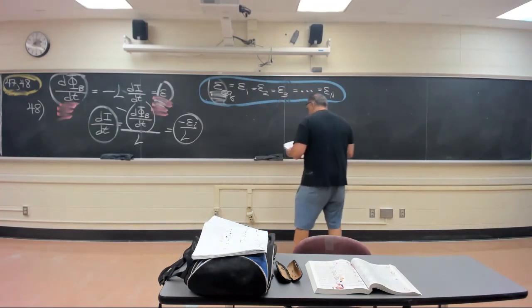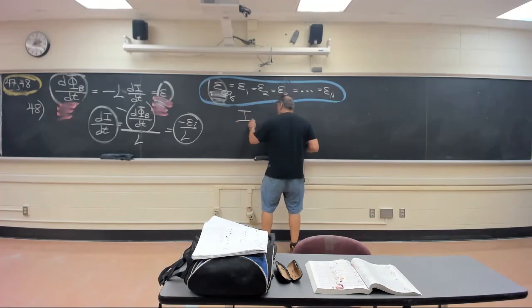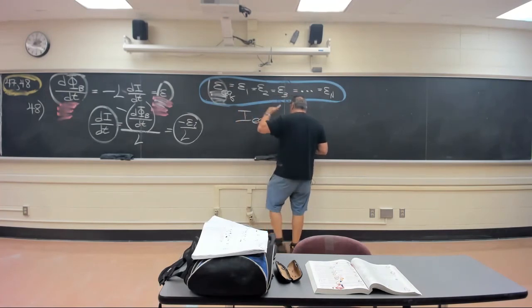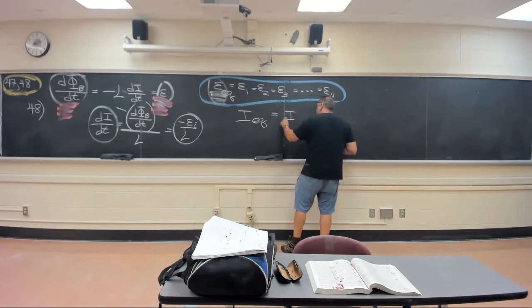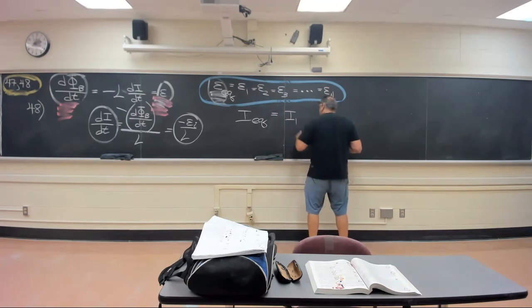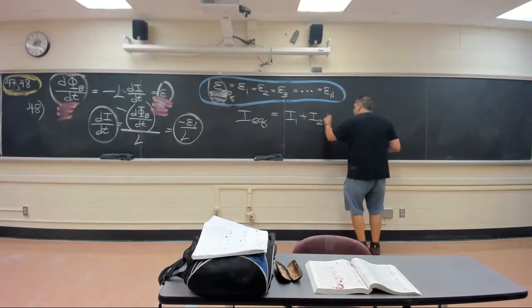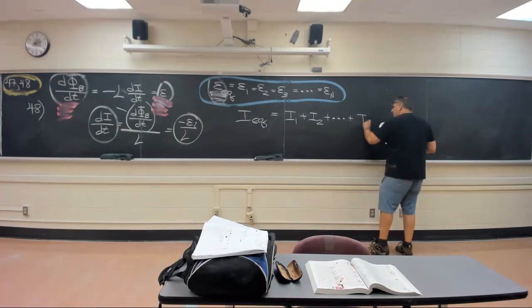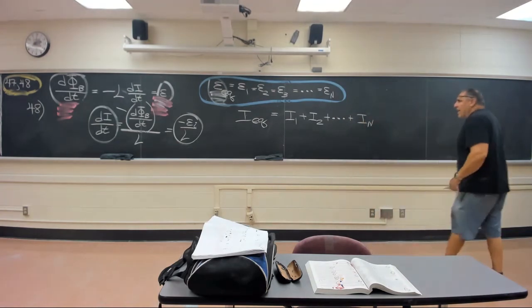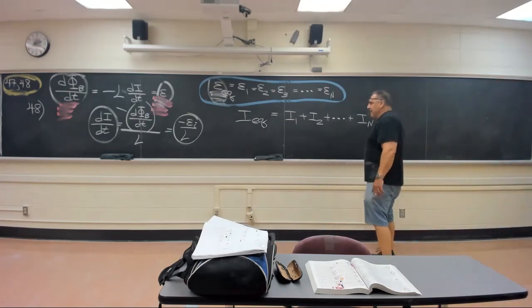Let's figure this out. When you're talking about things that are in parallel, the grand total current at a particular instant is the current in one of the branches at that same instant, plus the current in another branch at that same instant, plus dot, dot, plus I sub n. I'm in the habit of writing small n all the time, they're asking for a capital N. That's fine. We know that.